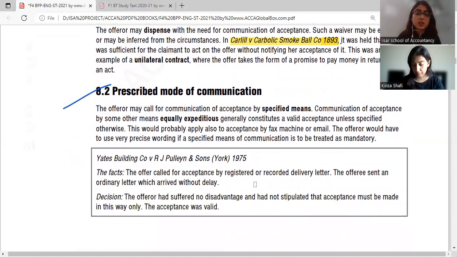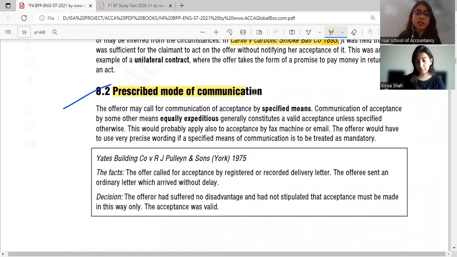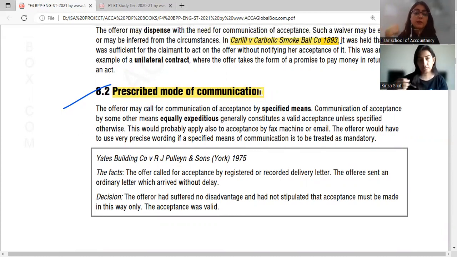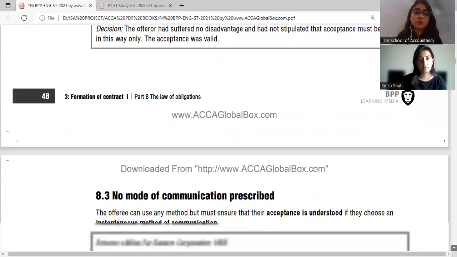Okay, next, prescribed mode of communication. Sometimes the businesses prescribe in the contract that if you want to accept, do give me a call, or a WhatsApp call, or email me, or post me. They might specify how you should contact them. So that is prescribed mode of communication.